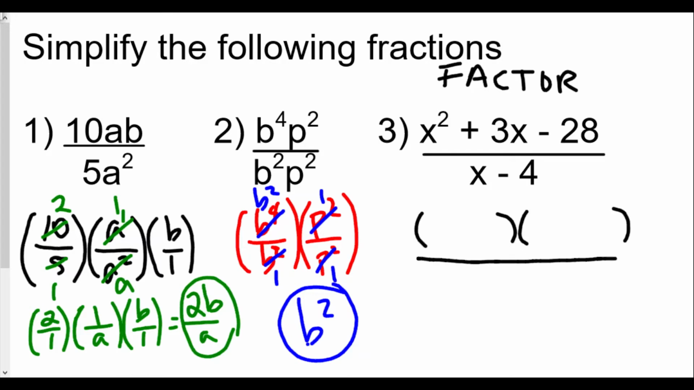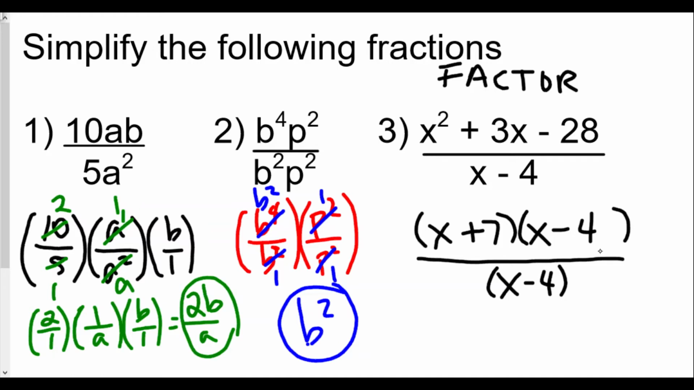All right. Our denominator is x minus 4. That's a factor by its own. For our numerator, we want to factor two numbers that multiply to negative 28 and add to 3. We know that x squared is really x times x, so that's okay. Two numbers that multiply to negative 28 and add to positive 3 will be positive 7 and negative 4. Again, you have to go review your factoring.